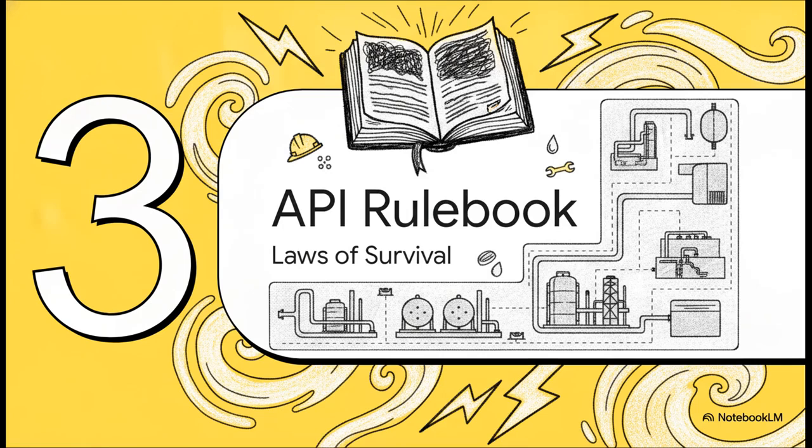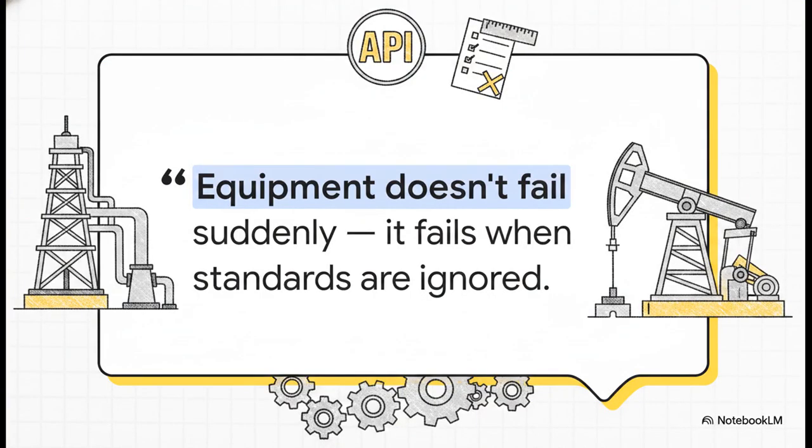Which brings us to Section 3, the API Engineering Rulebook, the non-negotiable laws of survival. Having a map of the facility is absolutely critical, right? But just having a map isn't enough. You have to follow the strict laws governing this highly volatile environment. As our sources point out, and this is a great quote, equipment doesn't fail suddenly. It fails when standards are ignored. Talk about a powerful reality check. The standards set by the American Petroleum Institute, or API, well, they aren't optional reference materials or suggestions you might look at later. No way.